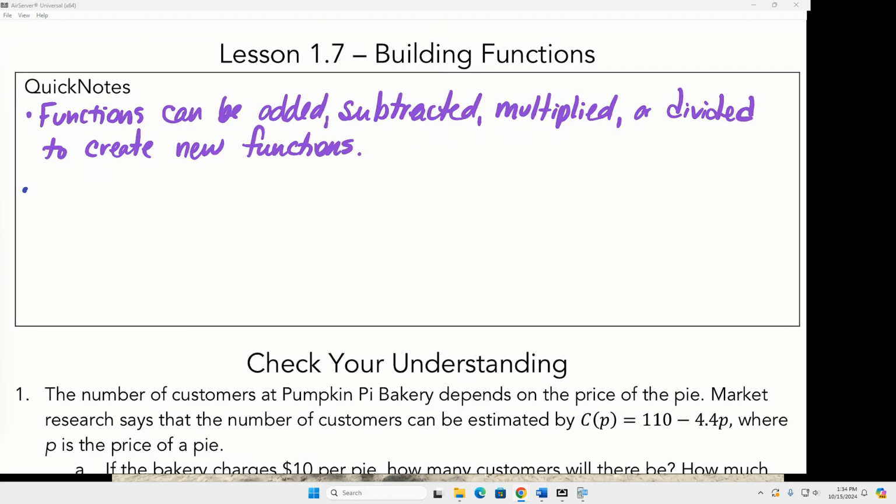Alright, so one thing you are going to be asked to do is to find the domain of the new function. And so you have to just make sure it satisfies the domain of both functions you combined.